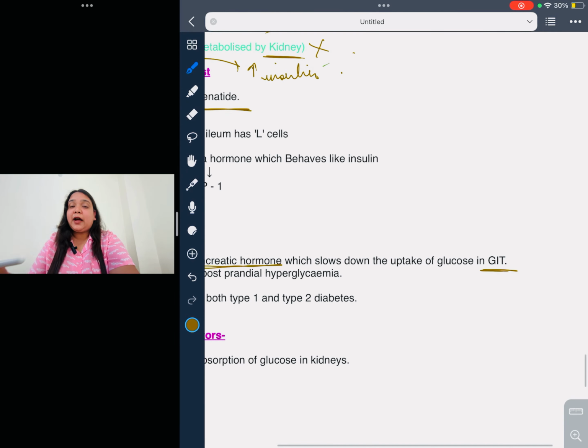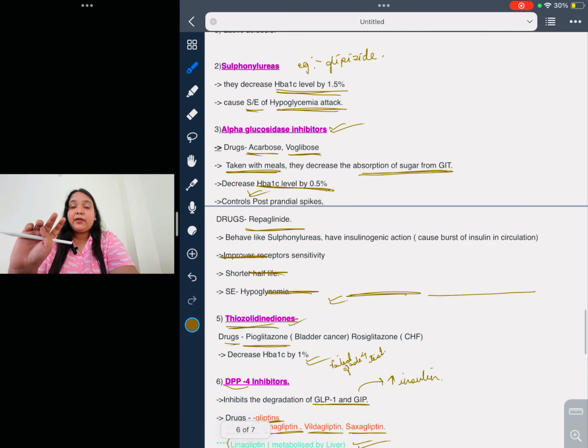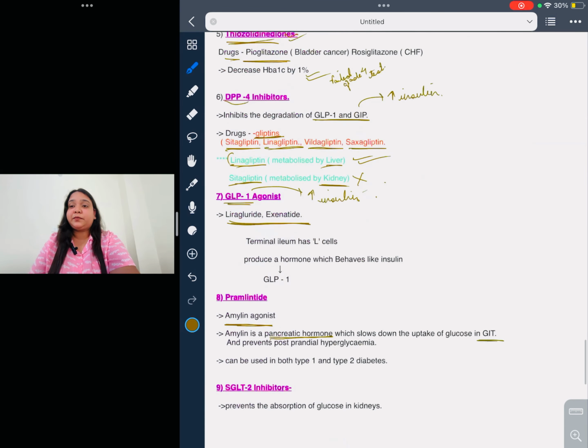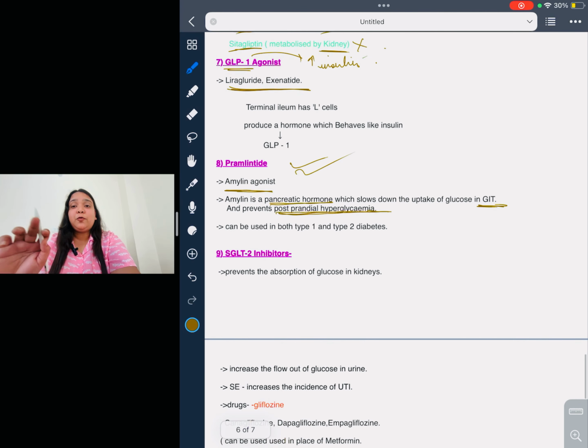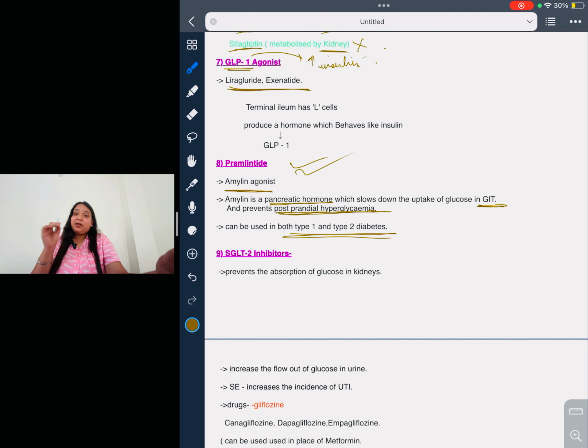We had one more drug, our alpha glucosidase inhibitors, which was also decreasing the absorption of glucose from the GIT. In a similar way, pramlintide was also causing the decreased uptake of glucose from GIT, and it prevents postprandial hyperglycemia. That is a hyperglycemia caused after a high carb meal. These drugs can be used for that case. Now, one more thing to be noted is that this pramlintide can be used for both type 1 and type 2 diabetes mellitus.